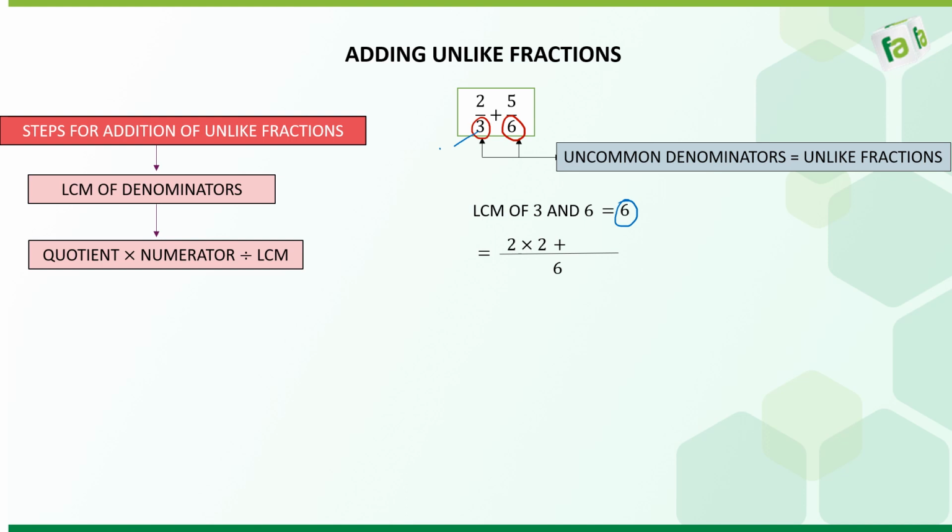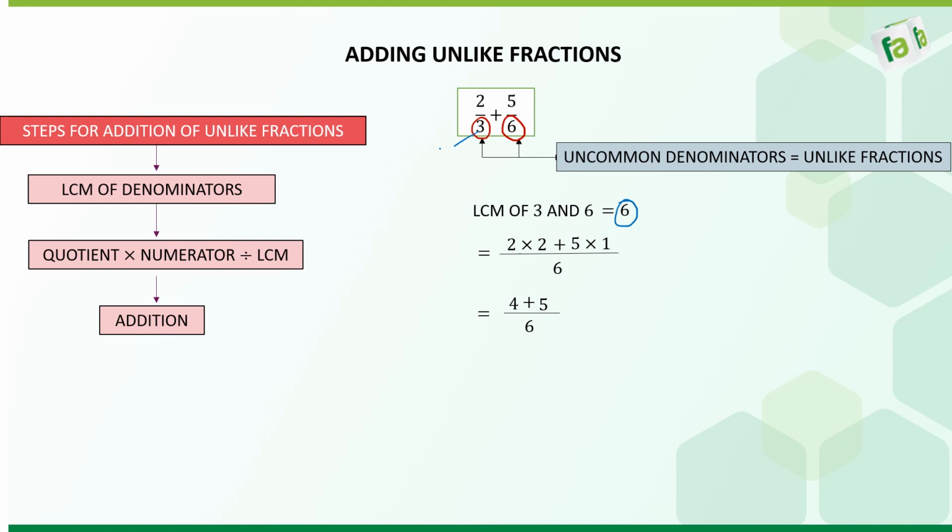We will do the same for the fraction 5 by 6. So, 6 divided by 6 is equal to 1. And 1 will be multiplied by 5. So, in the next line, we write our 6 in the denominator the same way. Then we multiply the numerators. So, 2 into 2 will be 4 and the plus sign will be the same. And 5 into 1 is equal to 5.